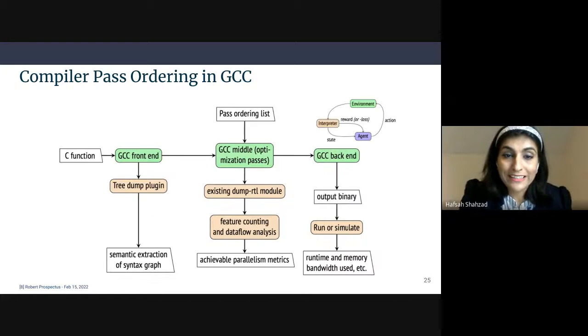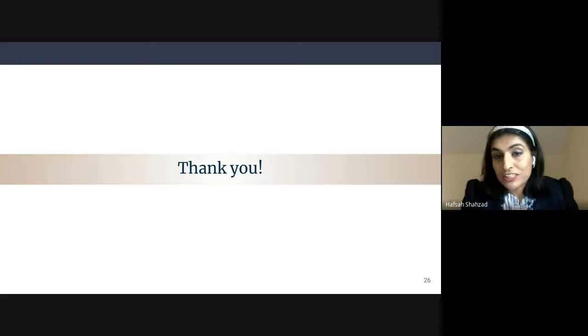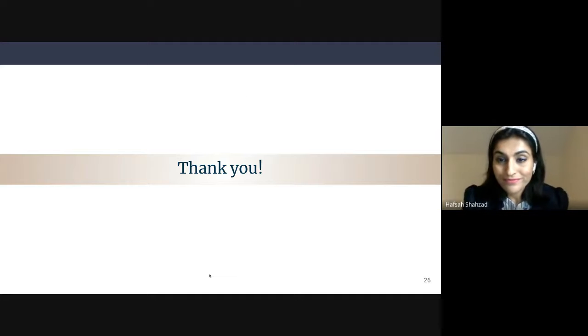Next slide, please. Here is another slide from Robert, showing what work has been done on GCC and how we are moving forward, basically at the GCC backend stage. Thank you so much. Okay. I'm open to questions, please.